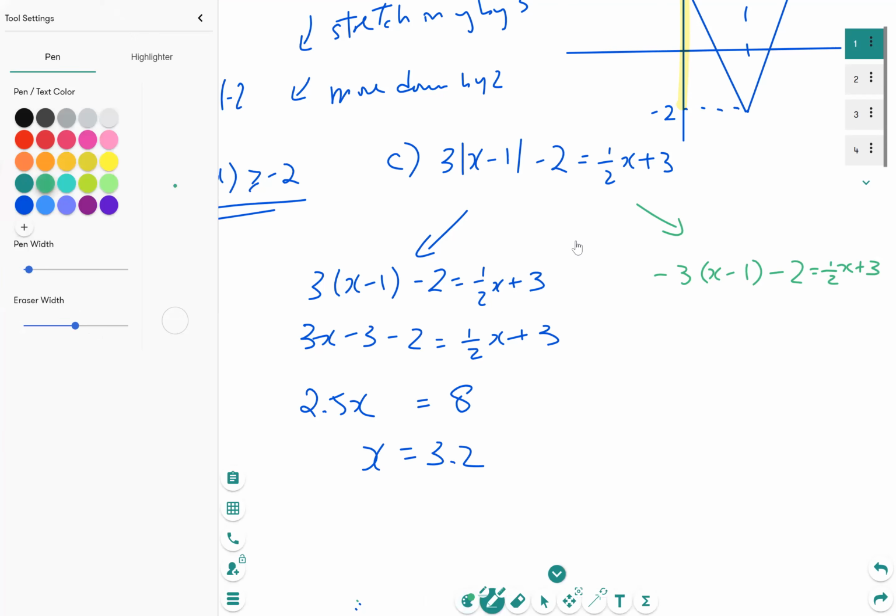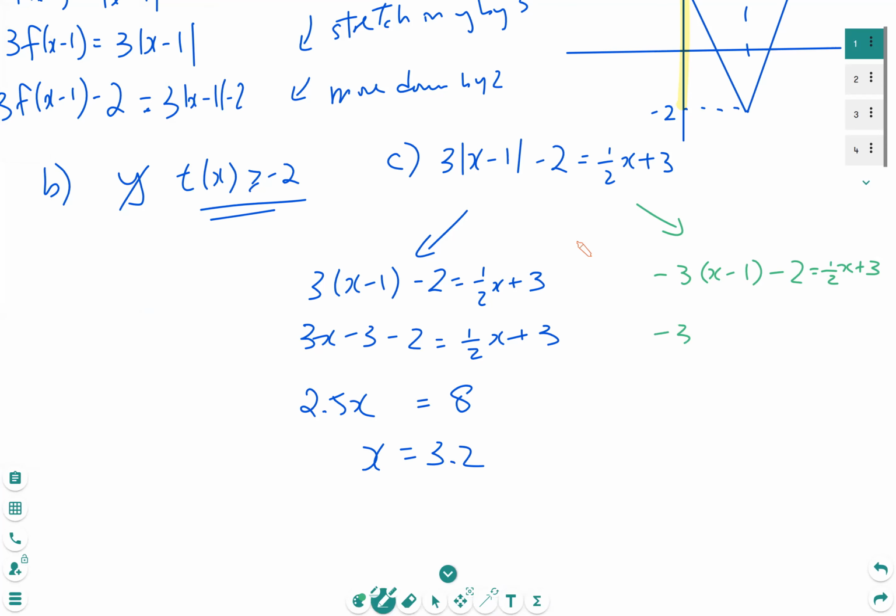For the right one, expand the bracket, it'll be negative 3x plus 3 minus 2 equals half x plus 3. This time, bring the minus 3 to the right-hand side, becomes a plus of 3.5x. 3 minus 2 is 1, minus 3 is minus 2. So if you divide that, x equals minus 4 over 7.